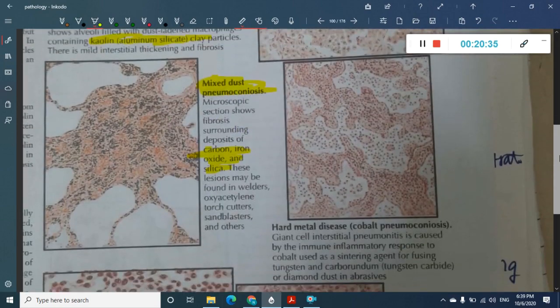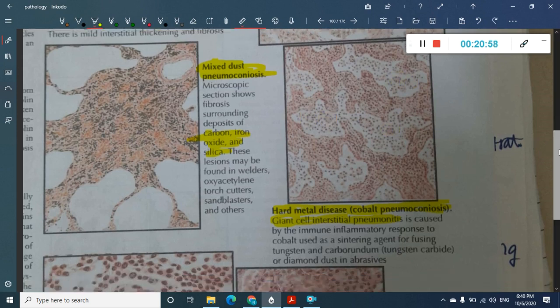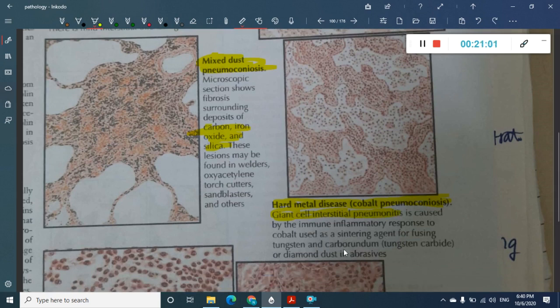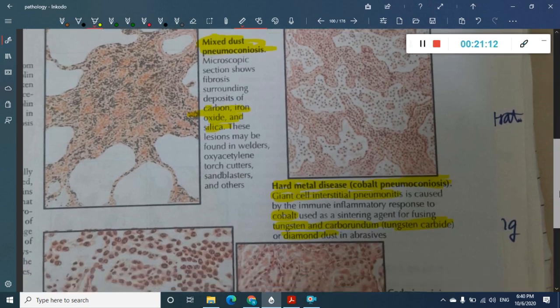Then this is hard metal disease. So this is mainly cobalt pneumoconiosis. It is also a type of giant cell interstitial pneumoconiosis, where these are the giant cells which you can see. Where did I show you giant cells in pneumoconiosis? Giant cell pneumoconiosis is also seen in beryllium, right? So this is also a giant cell pneumoconiosis. This hard metal disease occurs due to the response to cobalt, which is used for fusing tungsten carbide or diamond dust. Okay, this is hard metal disease.